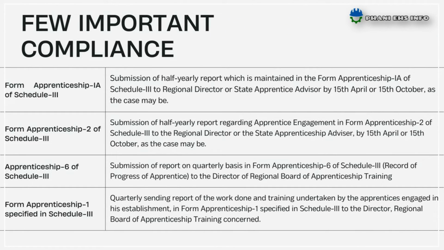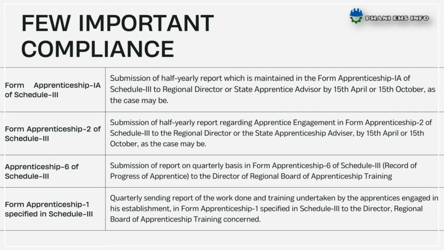A few important compliances. Submission of half-yearly report, which is maintained in the form Apprenticeship 1A of Schedule 3, to the Regional Director or State Apprentice Advisor by 15th April or 15th October, as the case may be. Submission of half-yearly report regarding apprentice engagement in form Apprenticeship 2 of Schedule 3 to the Regional Director or the State Apprenticeship Advisor by 15th April or 15th October, as the case may be.